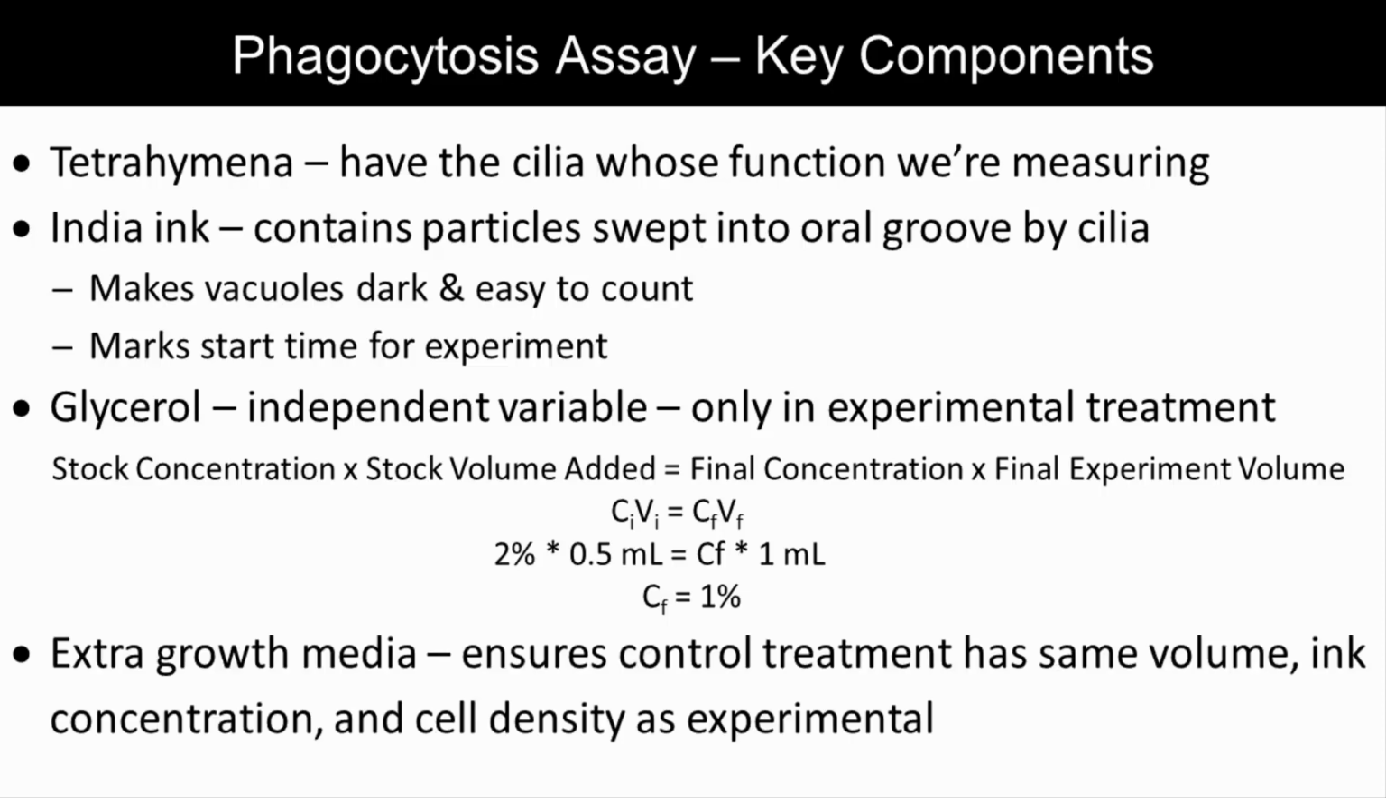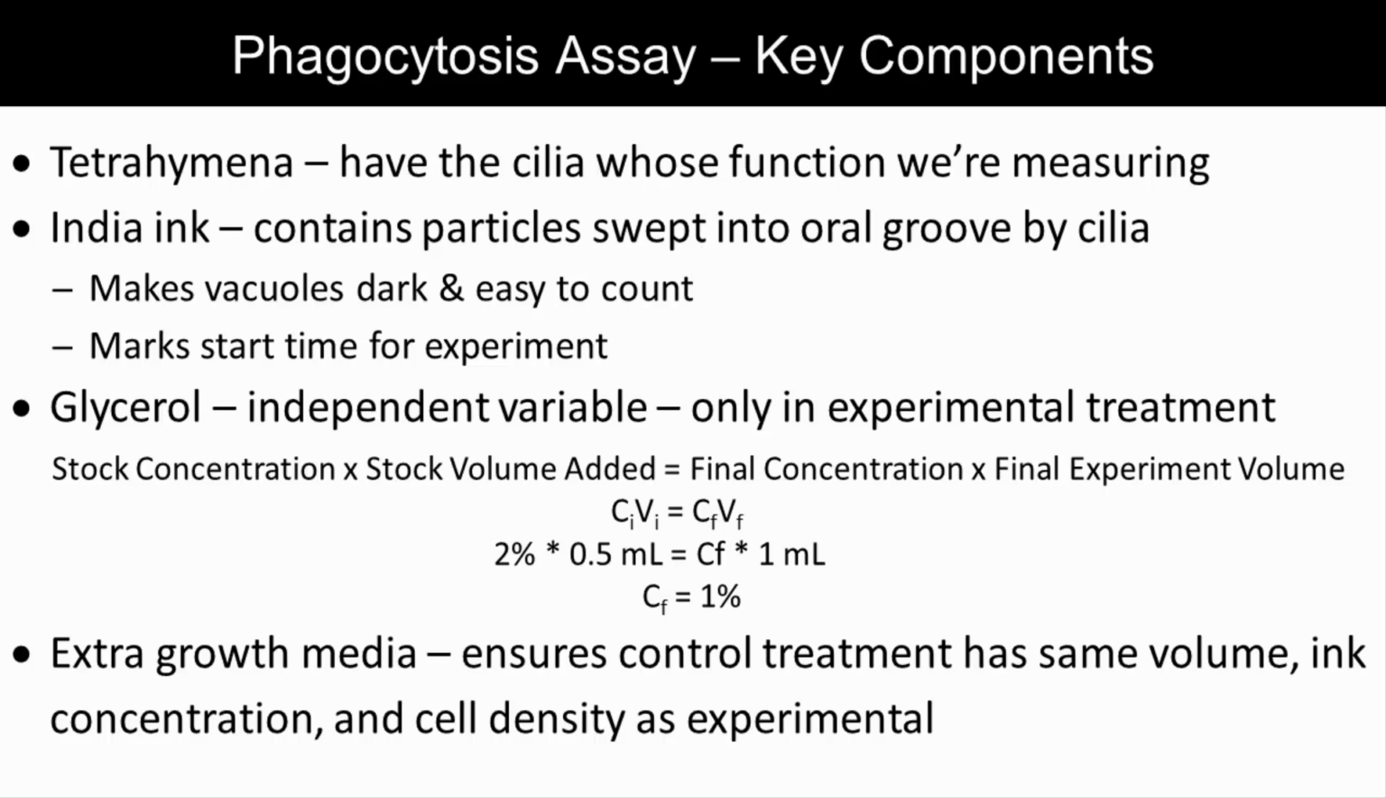Finally, why did I bother adding 500 microliters of extra media to the control? That's all about keeping the control treatment as similar to the experimental treatment as possible. If the control tube only had 400 microliters of Tetrahymena and 100 microliters of ink, it would be in a final volume of 500 microliters, and the India ink would be at a concentration of 1%.